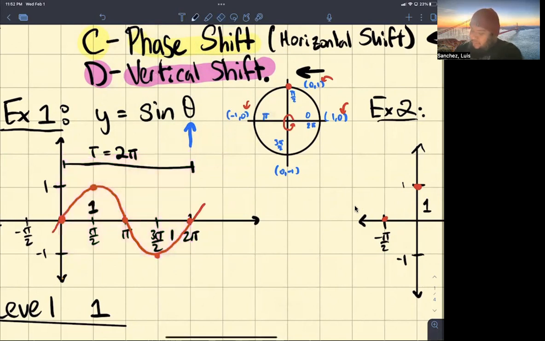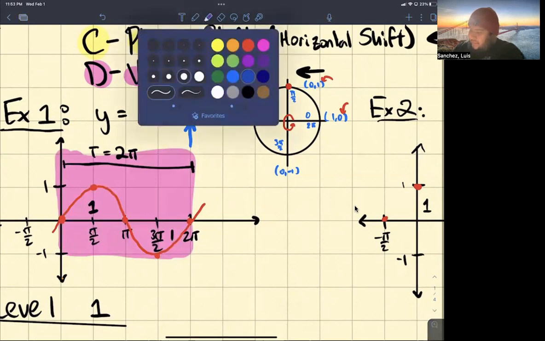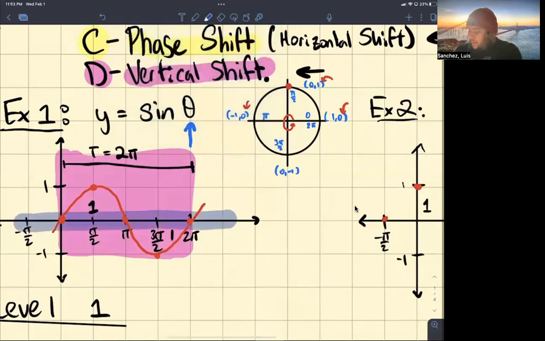Which is why there's a 1 here. There's a 1 here, which means that our graph goes 1 from the midline. What's the midline? Our midline is this little horizontal line here.